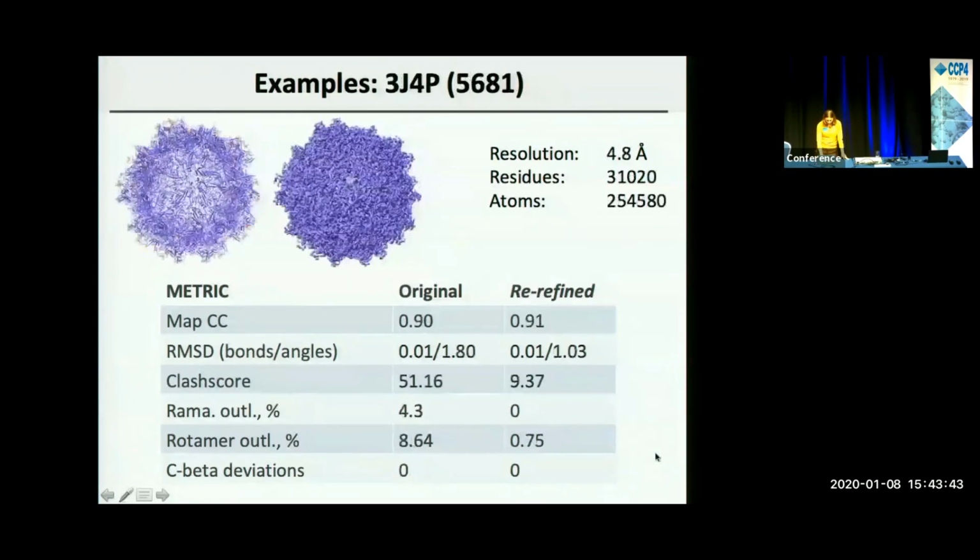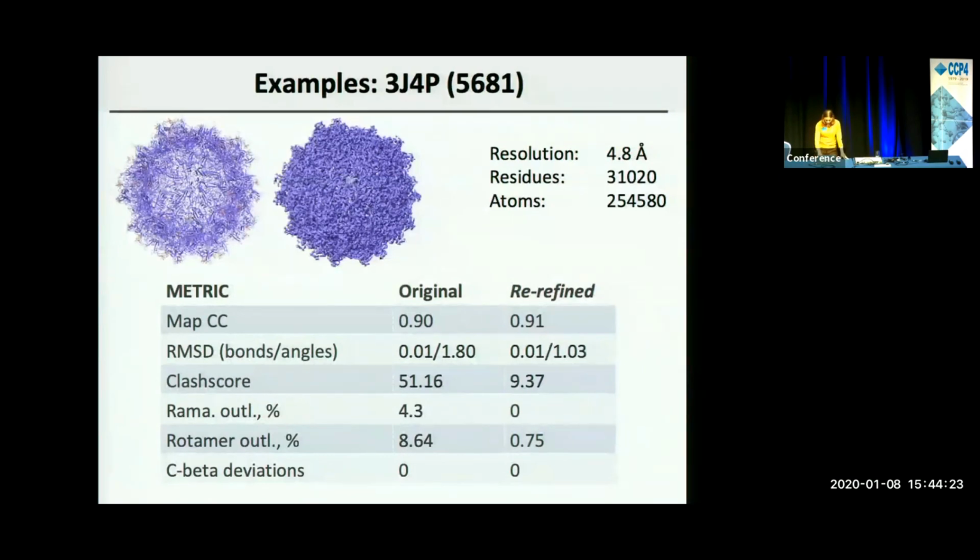And then another example, this time a very big structure. It's a virus determined at 4.8 angstrom resolution, which has 31,000 residues. Here we have a similar correlation between the map and the model after refinement, but we have a better clash score, and we have zero Ramachandran outliers and fewer rotamer outliers. So it's of course interesting to see before and after what happens, but actually the web page is also quite instructive to see some issues with some of the models.